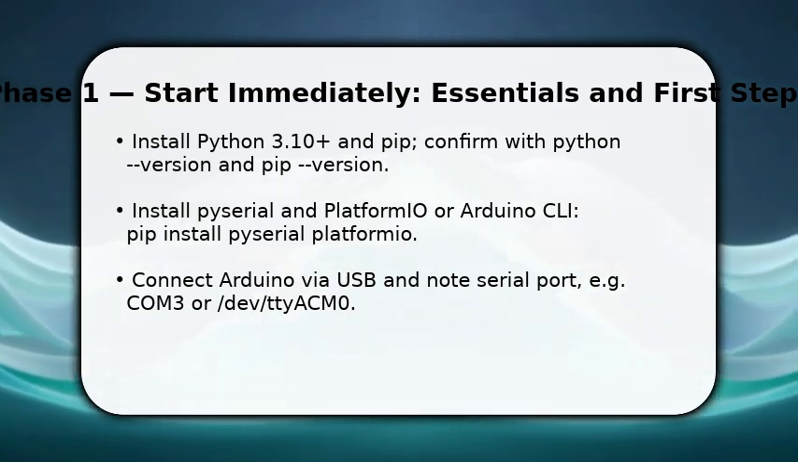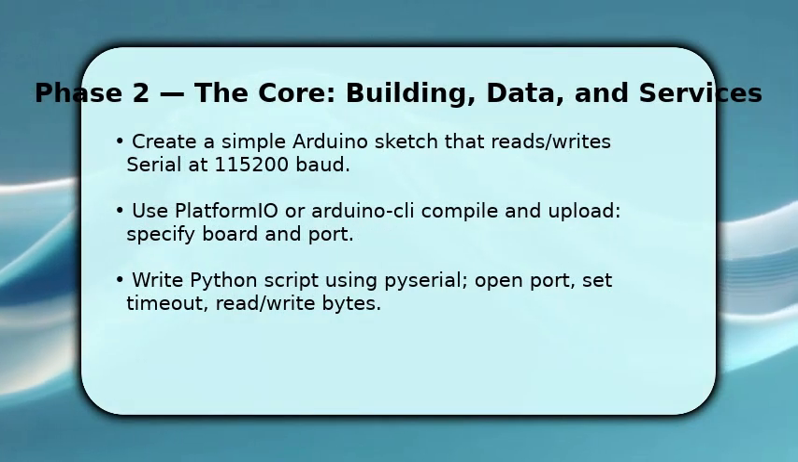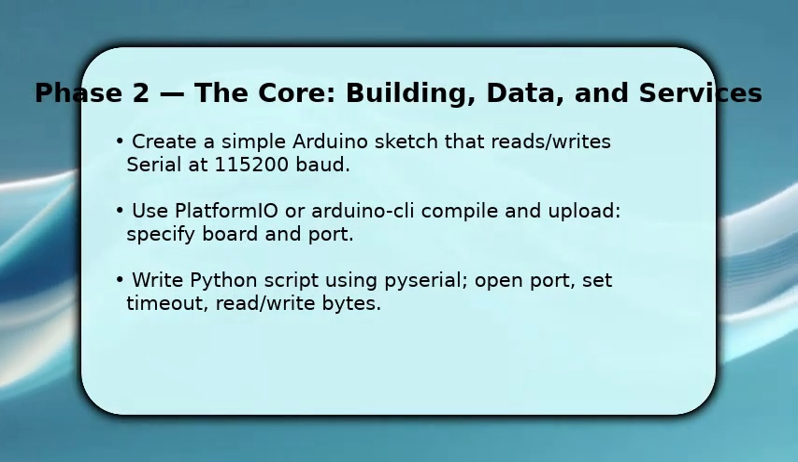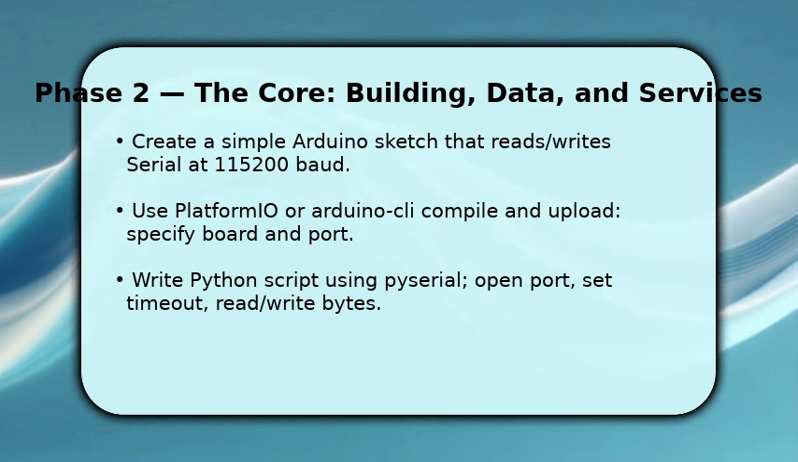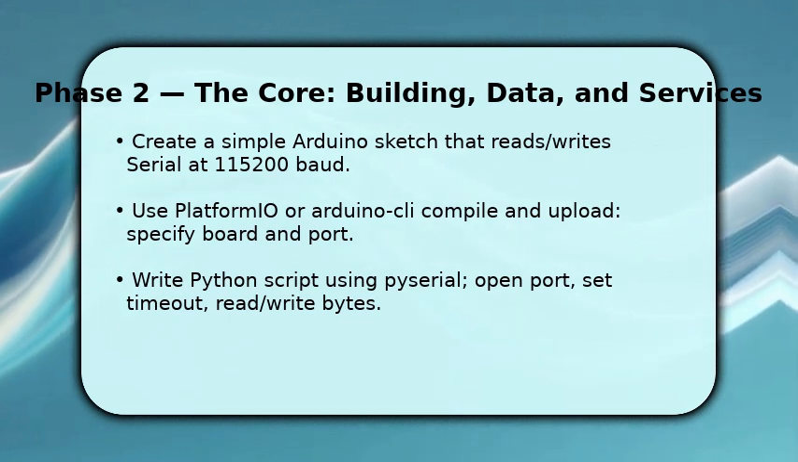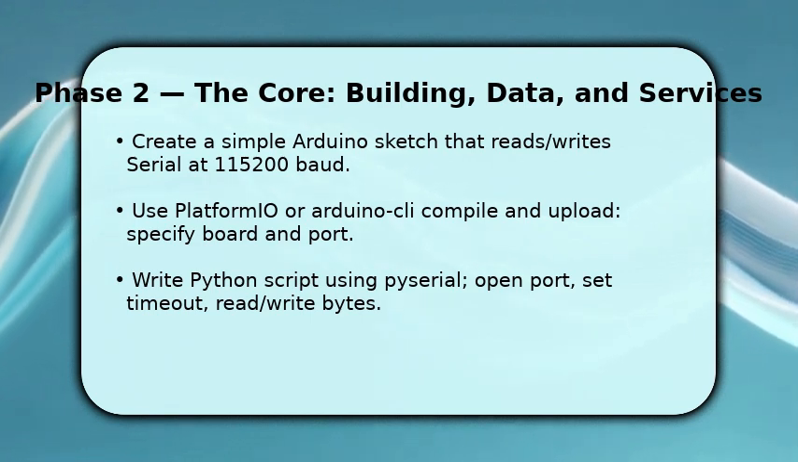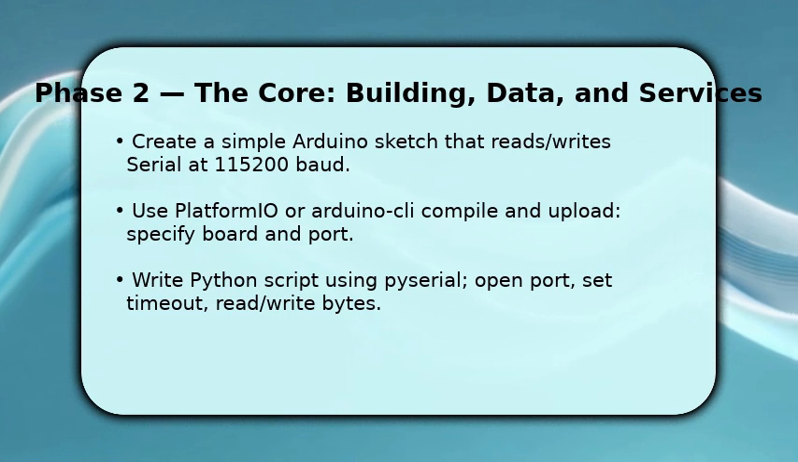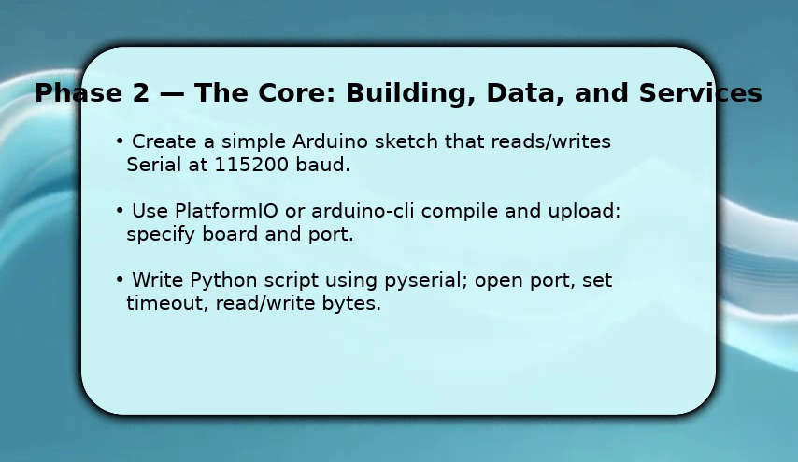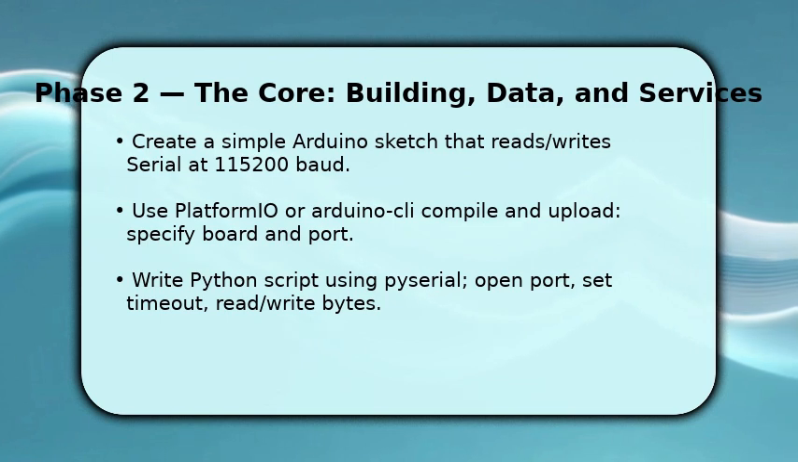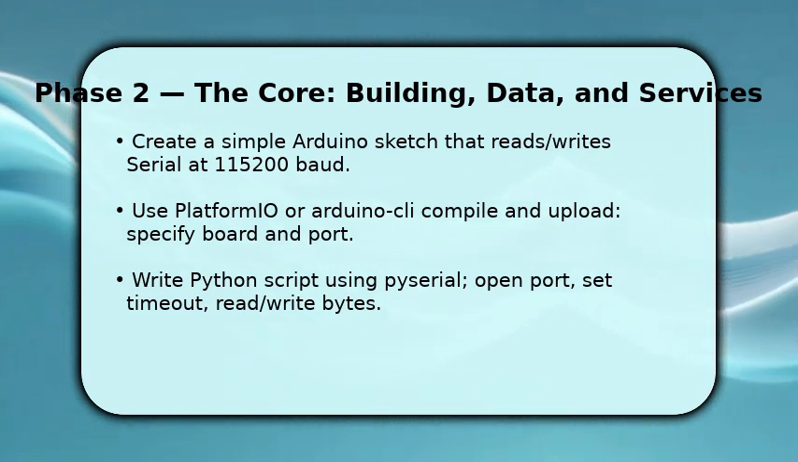You will now write the Arduino sketch and the Python side. First, make the sketch print or parse simple serial messages at 115,200 baud. This reduces latency and avoids buffer issues. Then compile and upload with PlatformIO or Arduino CLI, explicitly specifying the board and port so the correct core is used. Once uploaded, write a Python script with PySerial.